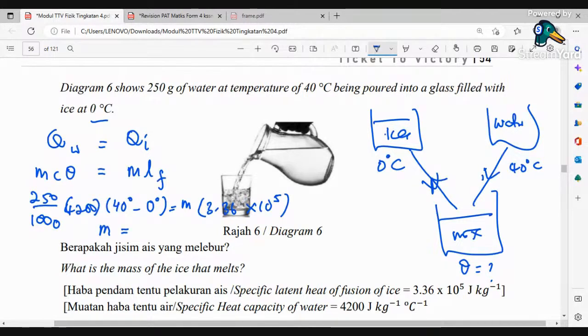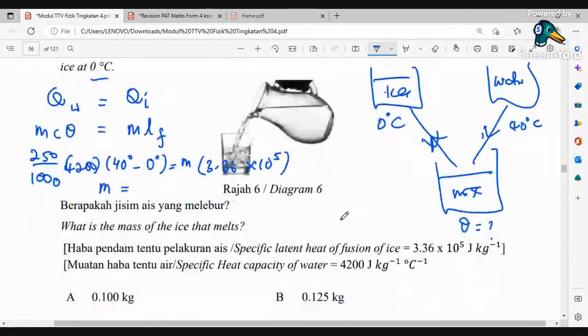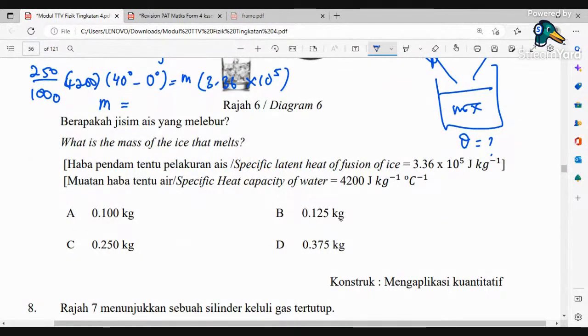Okay, so you need to, can we get the answer? Okay, you try and calculate. You should get the answer for number 7, 0.125 kilogram.